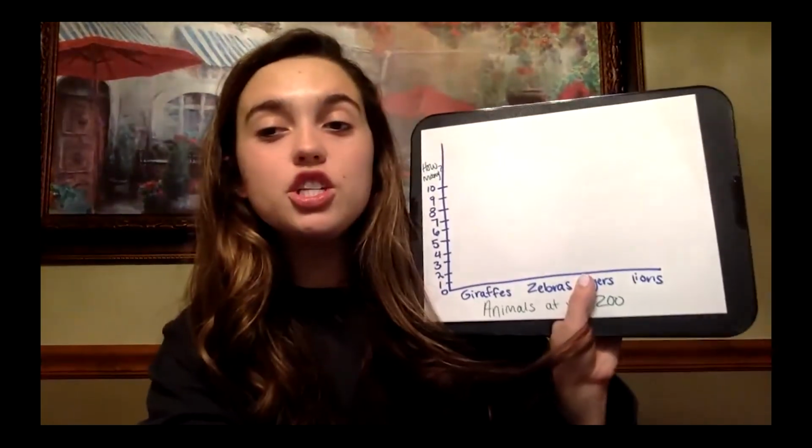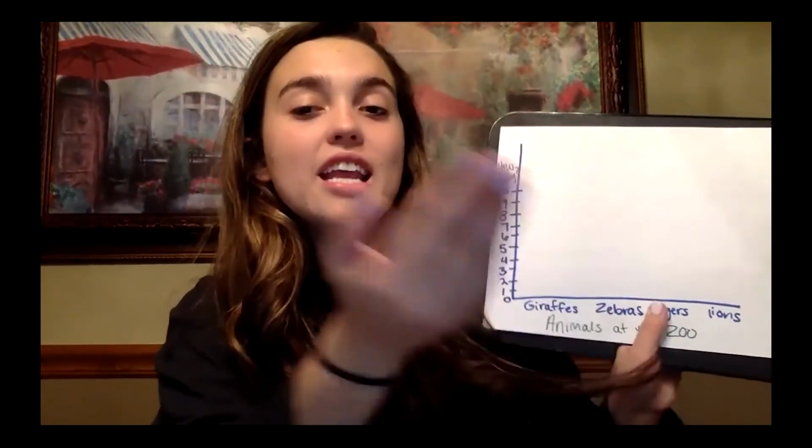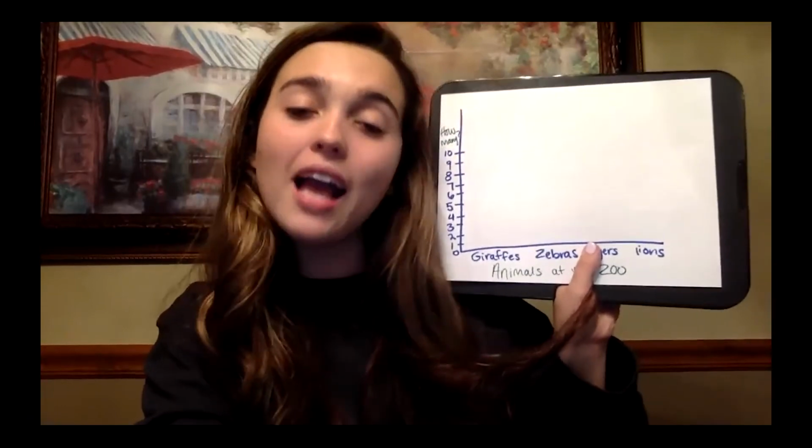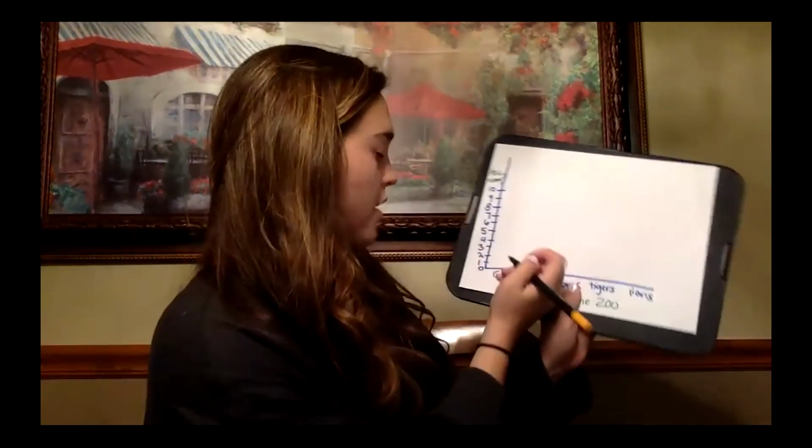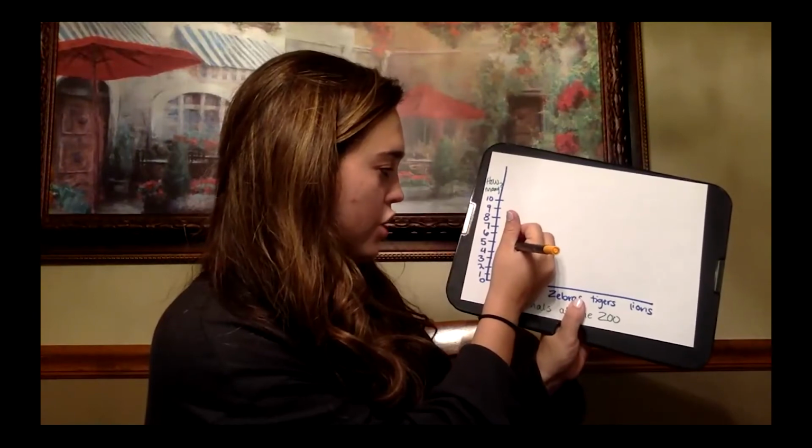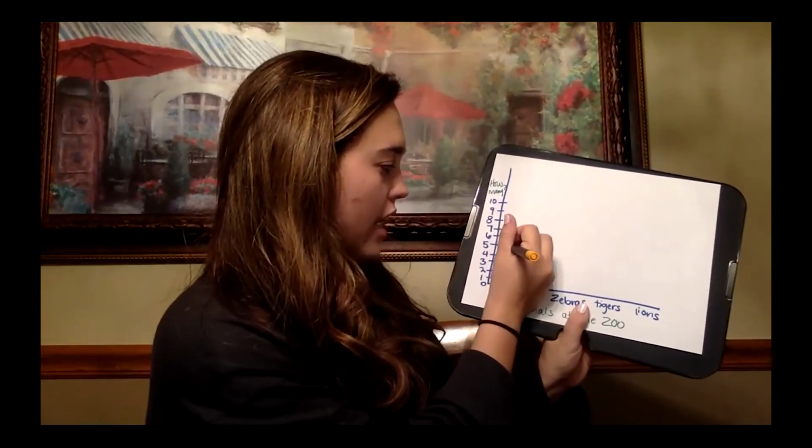So let's just take a look. First, I'm going to start with the giraffes. I'm going to record the data starting with the giraffes. When I look back at my problem, I see there are 5 giraffes. So I'm going to take a color, and I always like to use a new color for each one, so it helps each data point stand out a little bit. So I'm going to go up to 5, okay? And I'm going to draw a line right here next to 5.